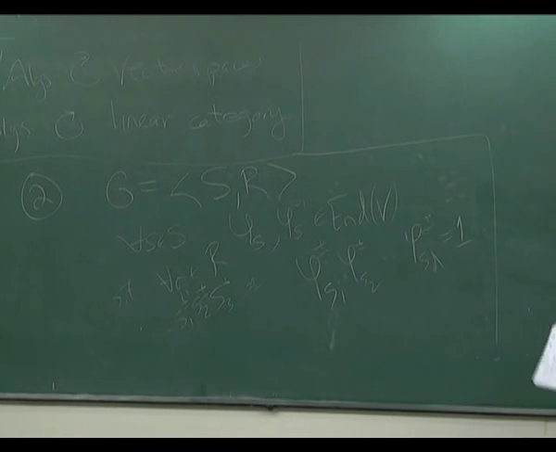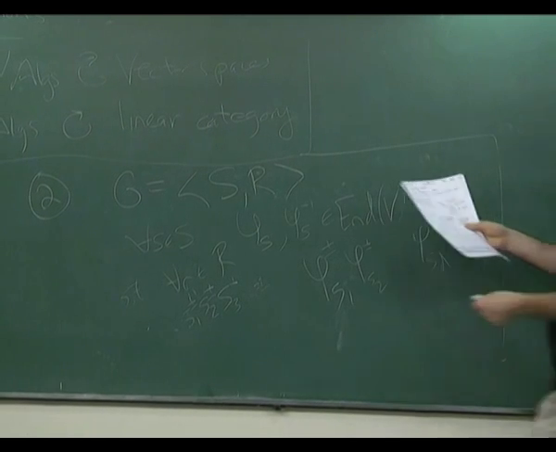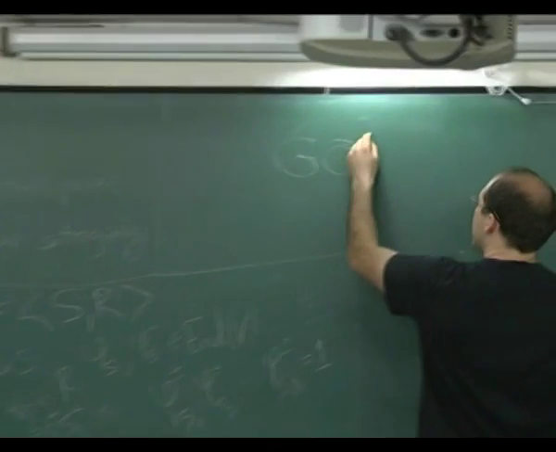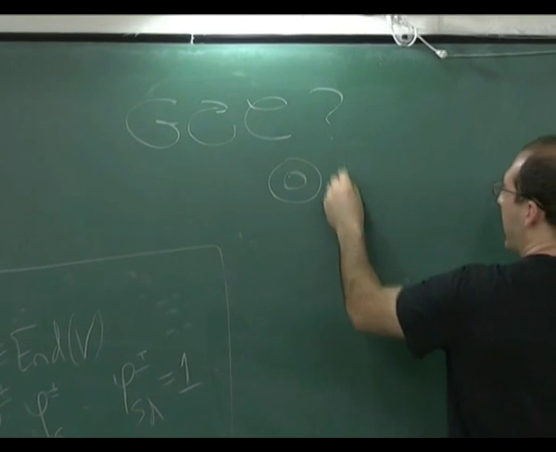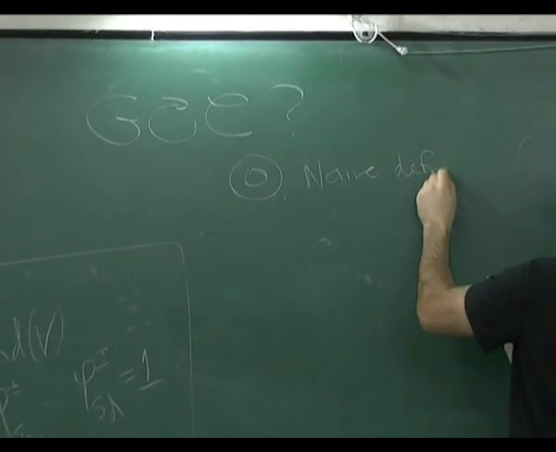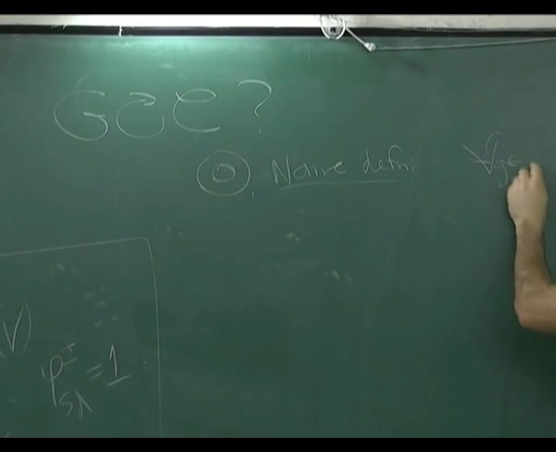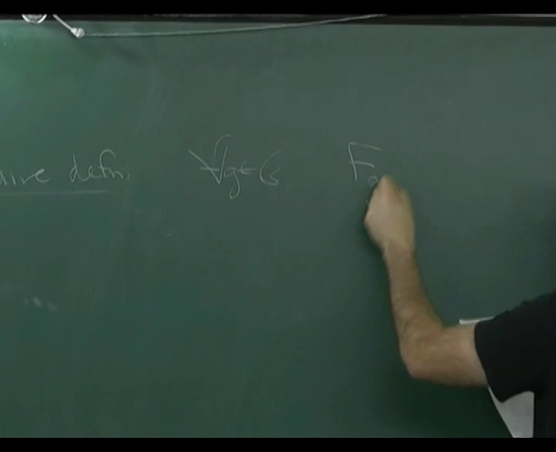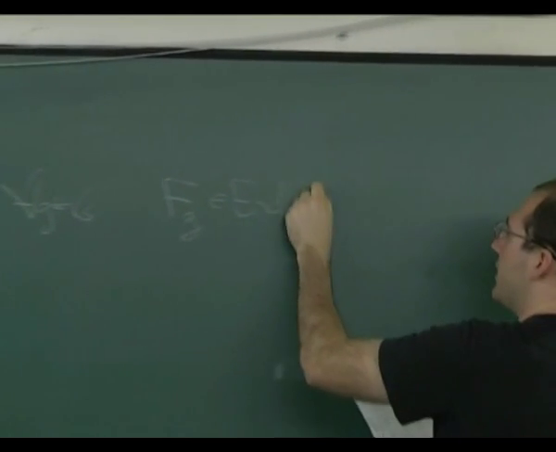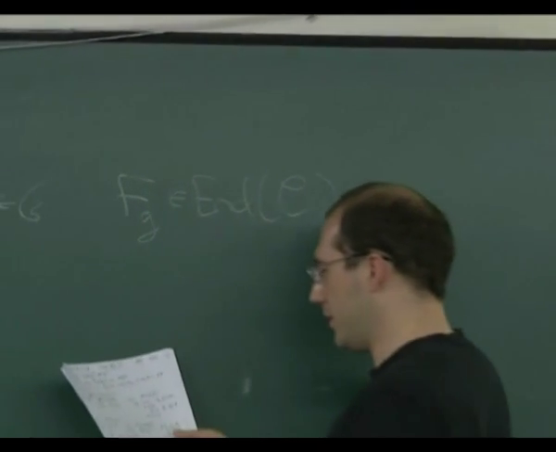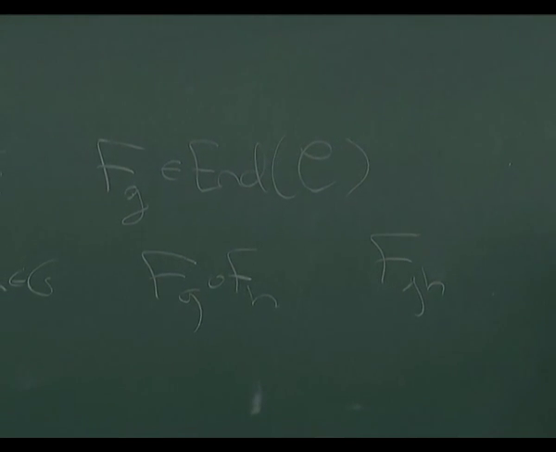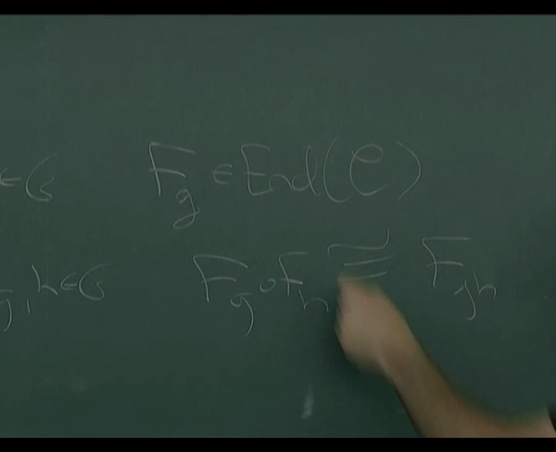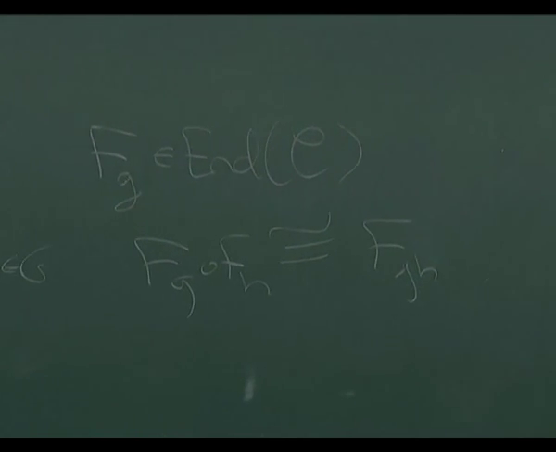The problem is now generalizing this idea to what happens when a group acts on a category. So what does it mean for a group to act on a category C? Here's the sort of wrong definition. This is too naive. The naive definition is that for all g in G, you have a functor F_g from C to itself, an endofunctor. And for all g and h in G, if you compose these functors and compare it to the functor of the composition, well, functors aren't equal. They're isomorphic. So these functors should be isomorphic. That would be a naive definition.